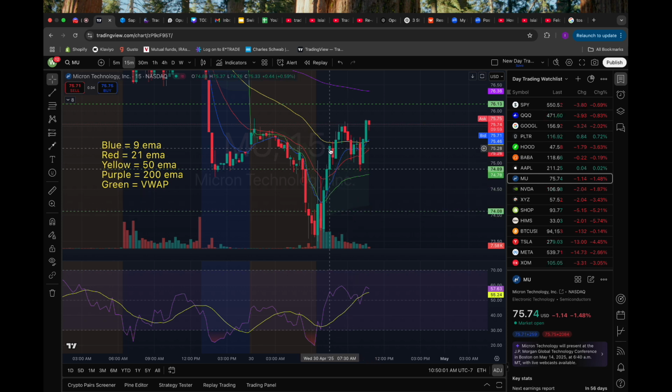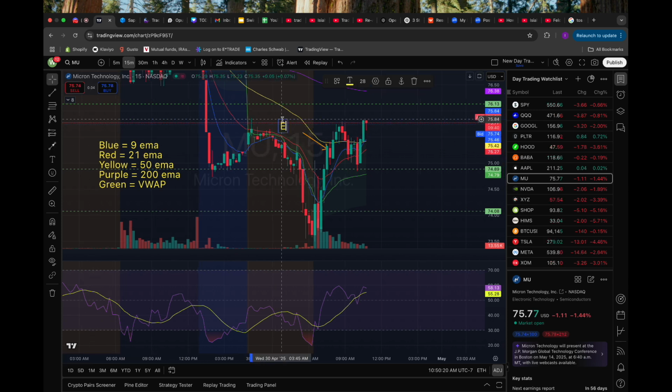I took an entry in right here on this candle, right? So we're going to go in, boom. So I took an entry on this candle right here, on that red candle, okay? Because I saw it starting to reject off the 50 EMA. Took an entry, all right?